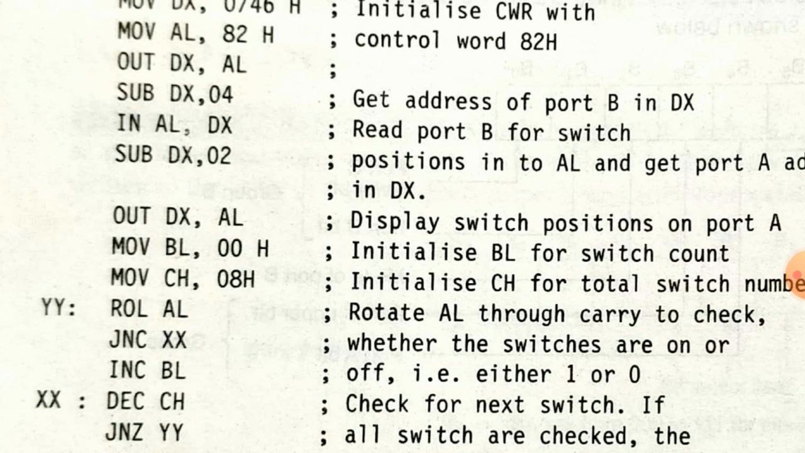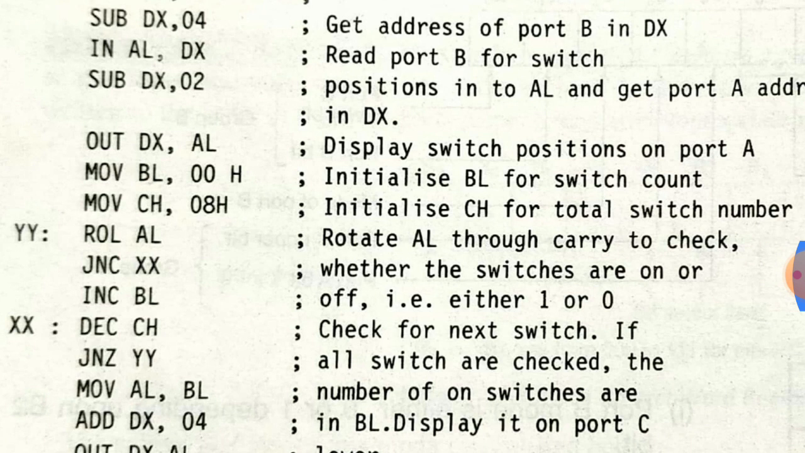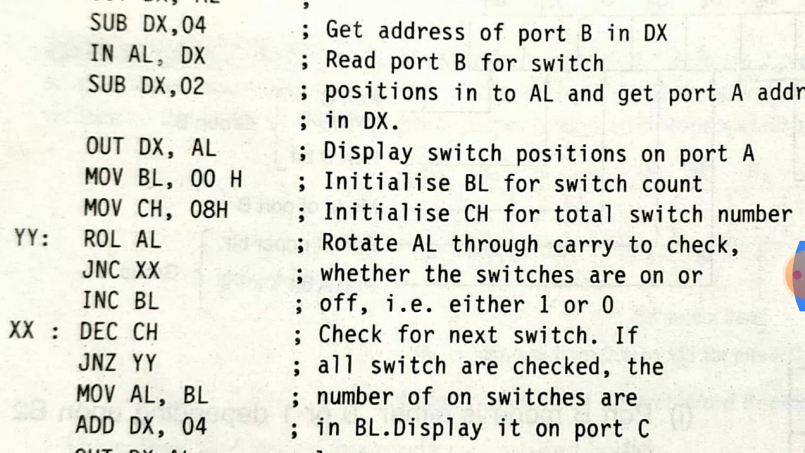Now AL is having the switches read information. That is transferred to where? The DX pointing location, which is port A. Display switch positions on port A. The displaying is possible as the LEDs are connected to port A. So when one of the switches is on, one LED glows, and if one of the switches is off, the particular LED will be off. Likewise, the switch position status will be displayed on port A.